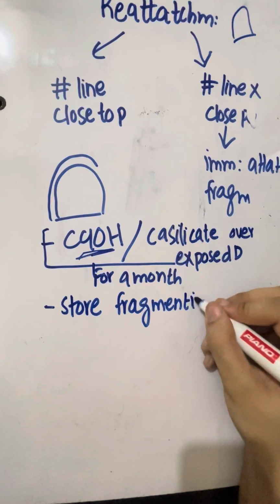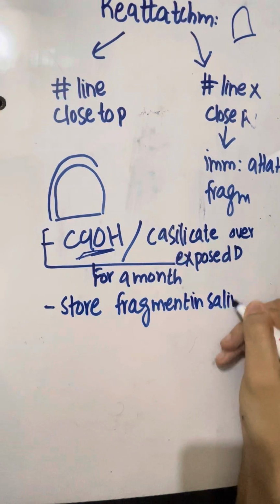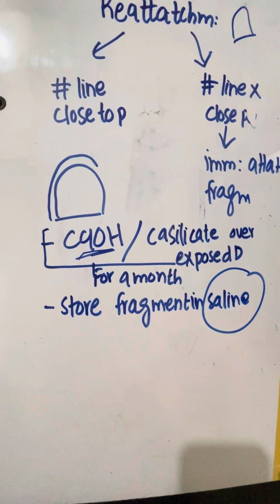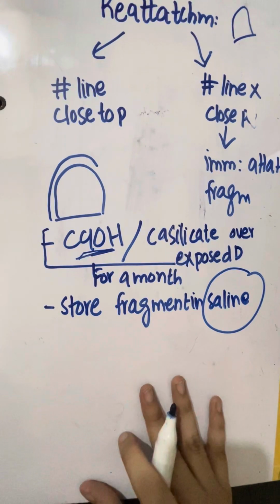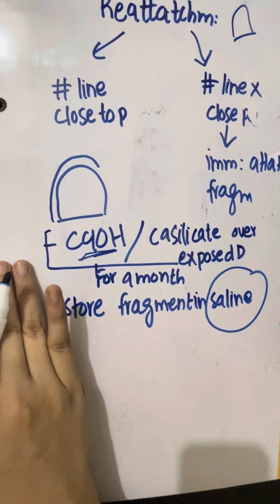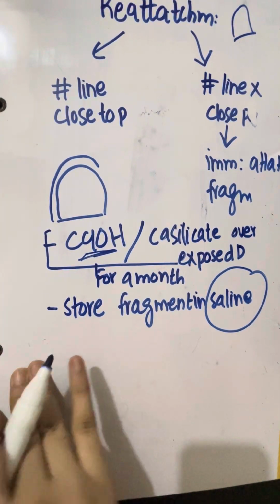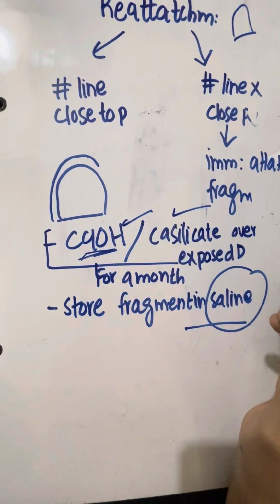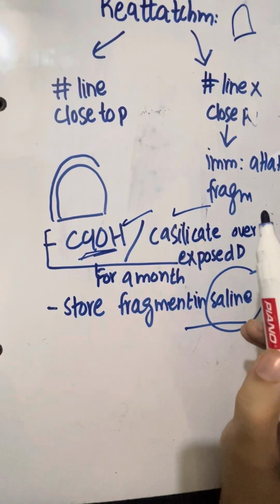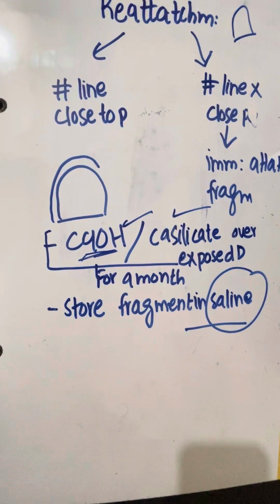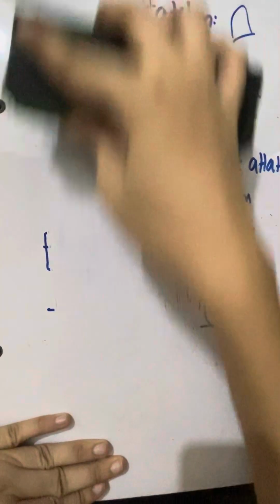in saline, and this saline needs to be renewed weekly. You have to change the saline weekly. So we will put the fragment in saline, and we will put calcium hydroxide or calcium silicate over the exposed dentine for a month. Then we will start the reattachment process. And what's the process?